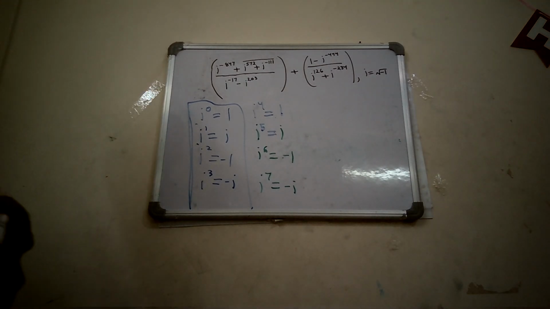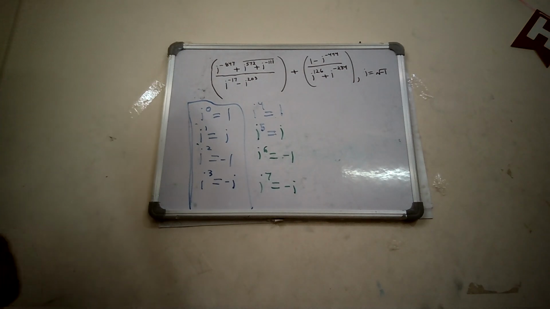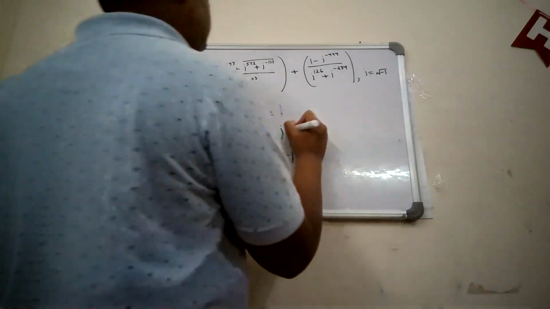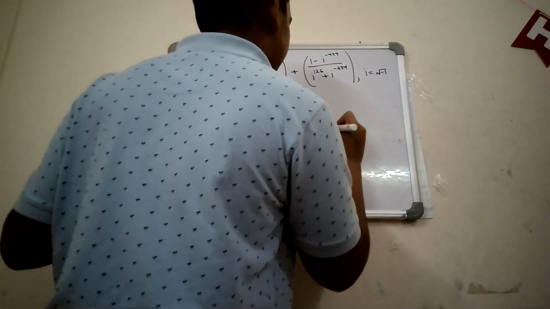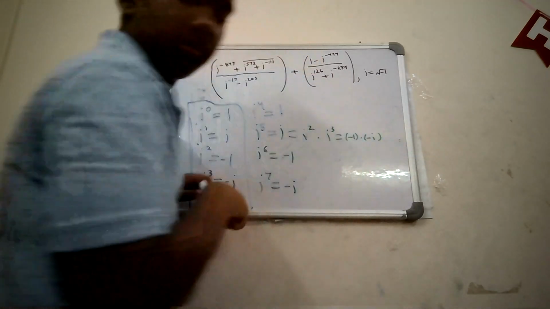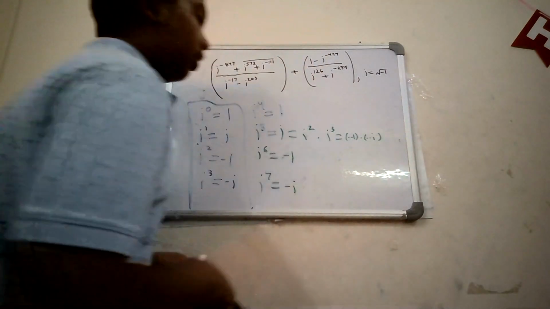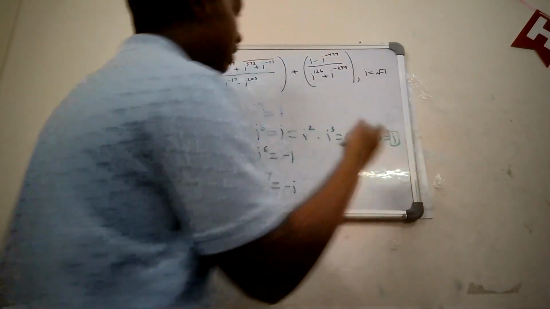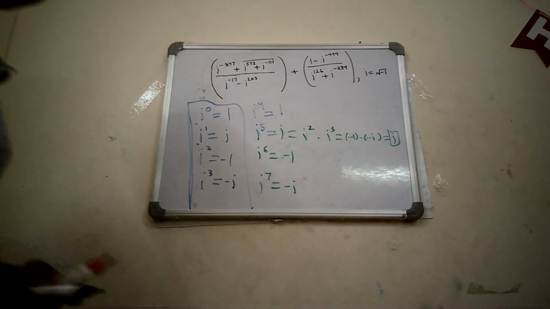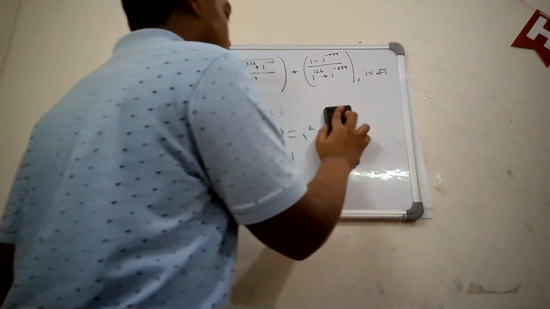That's what's happening here. You can check it out. It's pretty cool. We can write this as i squared times i cubed, which would be negative 1 times negative i. The negatives cancel out, and we just get i, because negative 1 times negative 1 is 1, and then 1 times i is i. So it's a pretty cool thing.